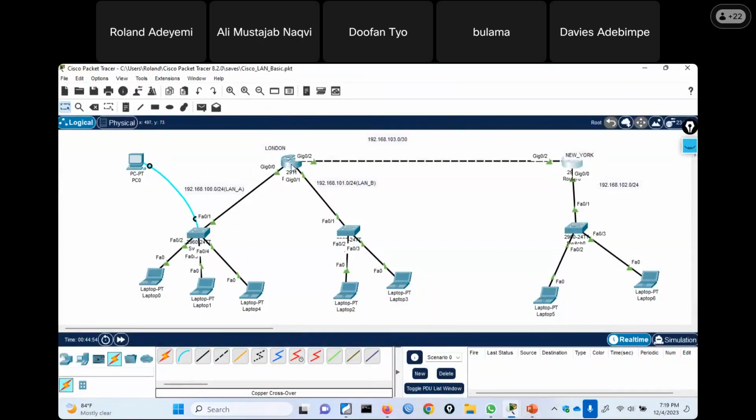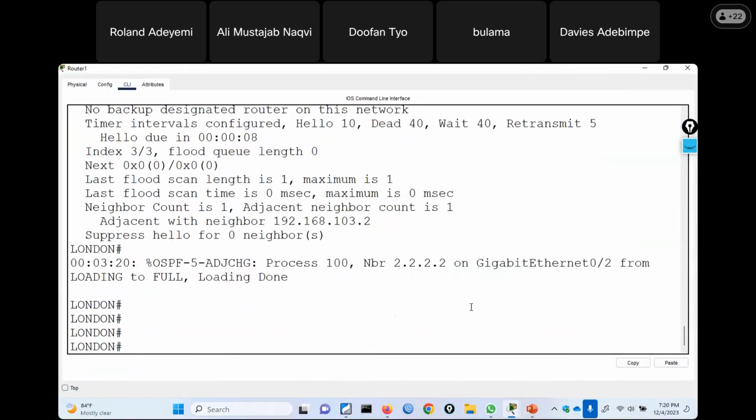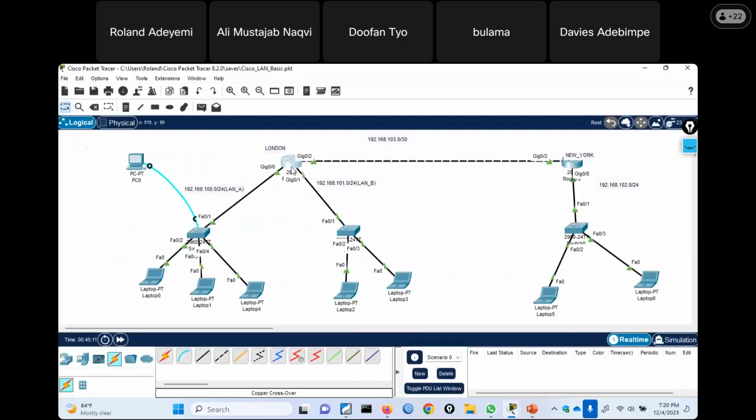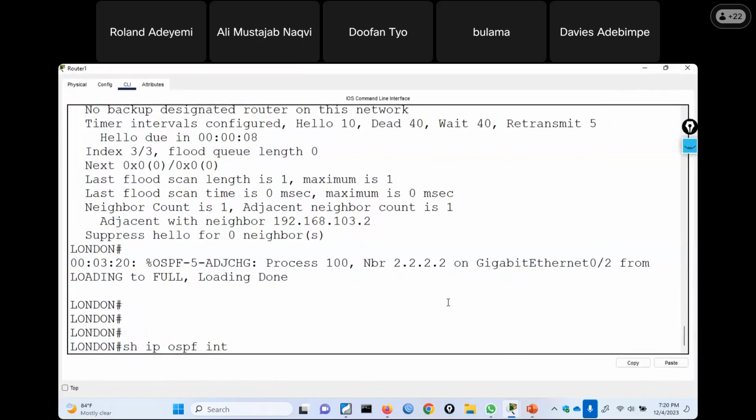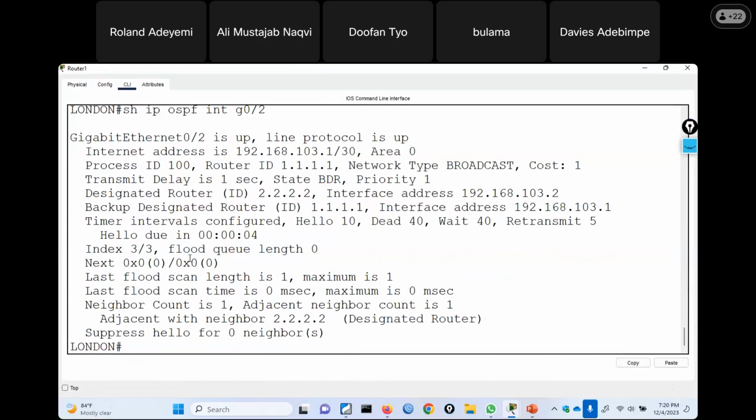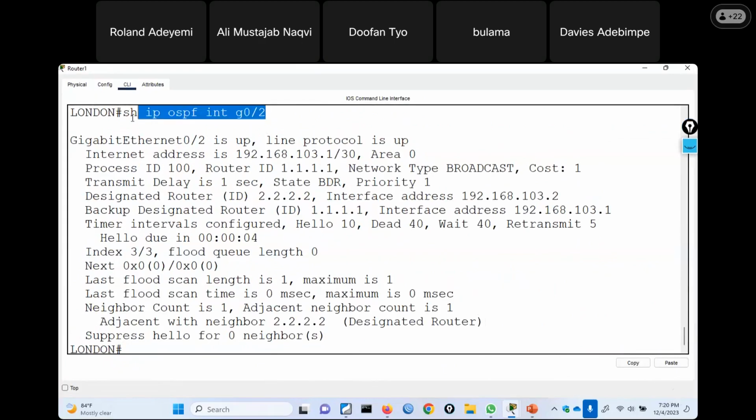So I'll go to the London router and put show ip ospf interface. Which interface is that? The one the routers are using to connect to themselves, G0/2. So I should be able to go directly to that. Show ip ospf interface gigabit 0/2. What do you see in this place? Network type, broadcast. That's the way this router is seeing this interface.